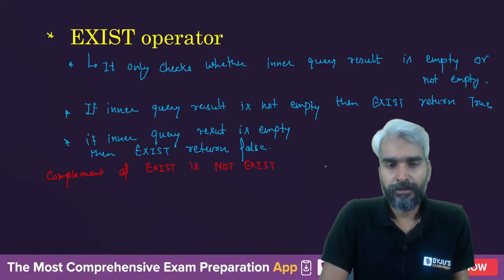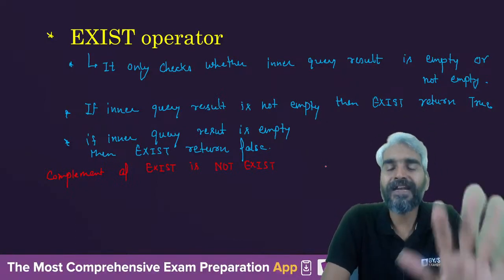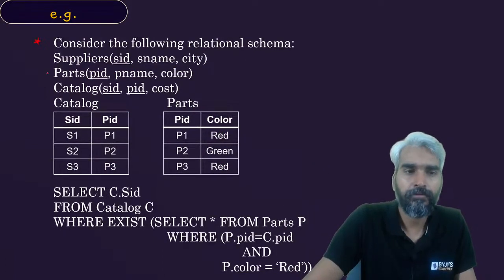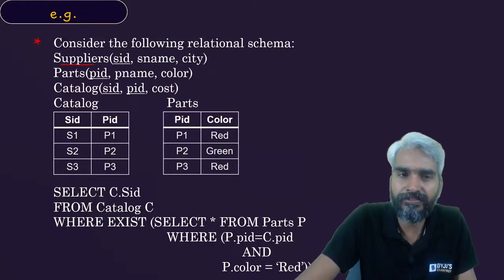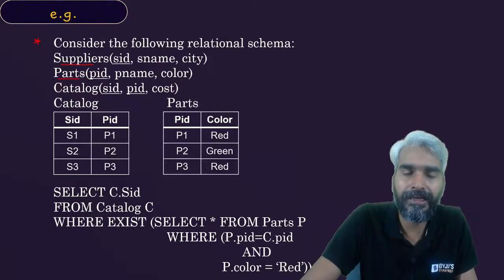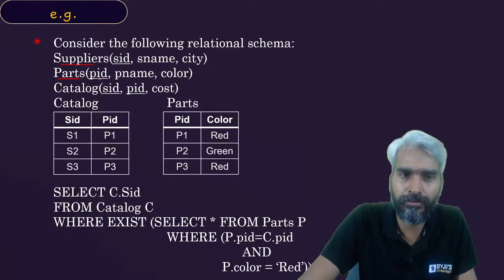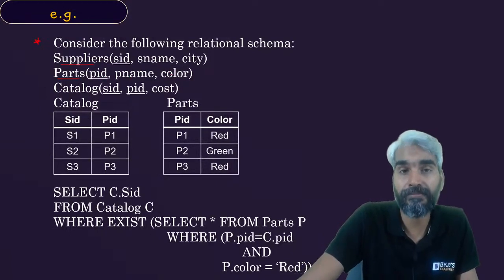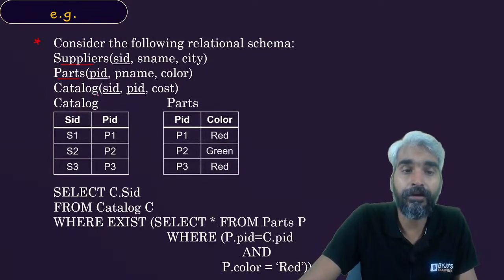Clear? So to understand this concept, let us consider one example. Consider the following relational schema. One is the supplier table, which consists of the ID of the supplier, name of the supplier, and the city of the supplier. Another is the part table, which includes the ID of the part, name of the part, and the color of that part. Catalog records which supplier has sold which particular part.